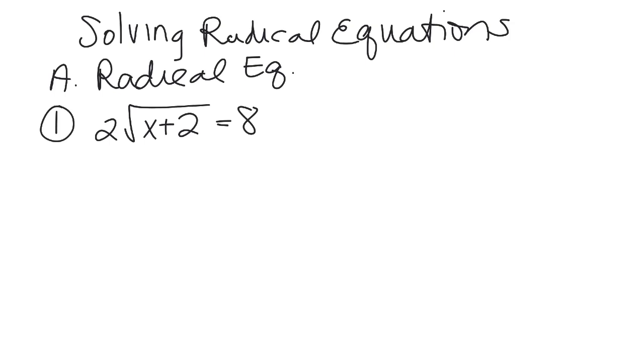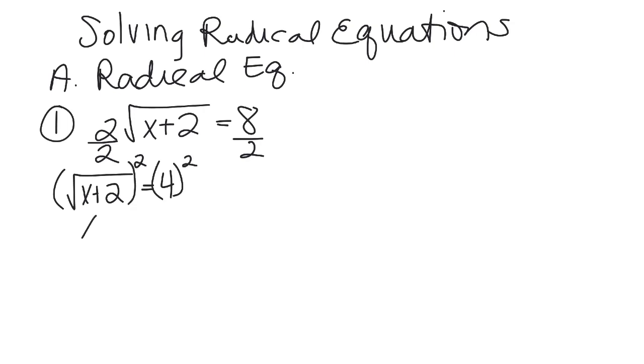So in this equation, I want to get my square root by itself. So I'll divide by 2. I get the square root of x plus 2 equals 4. And to get rid of the square root, I'm going to do the opposite, the inverse, which is to square both sides. So we get x plus 2 equals 16. And subtract 2. And we get x equals 14.